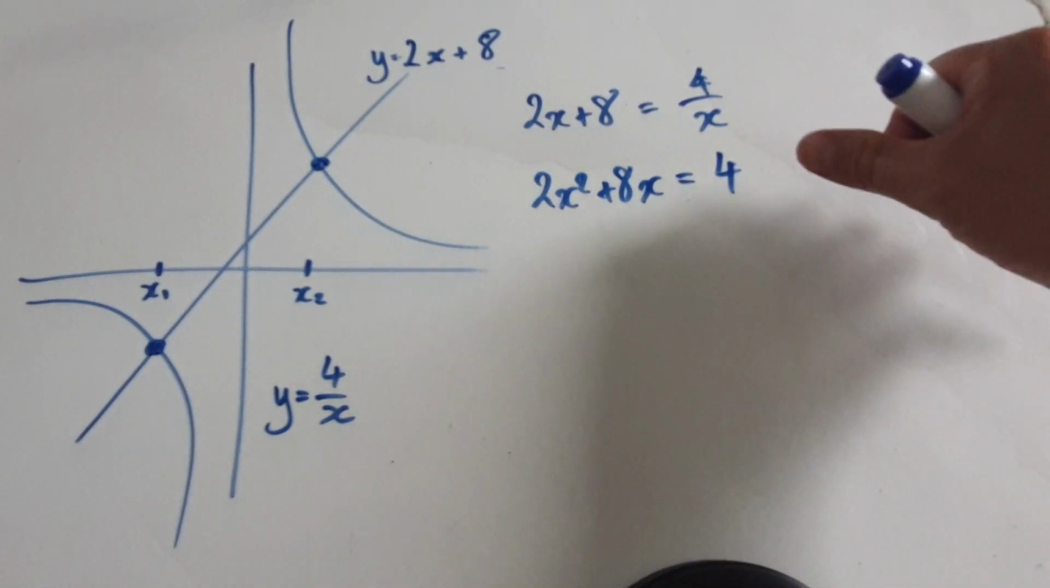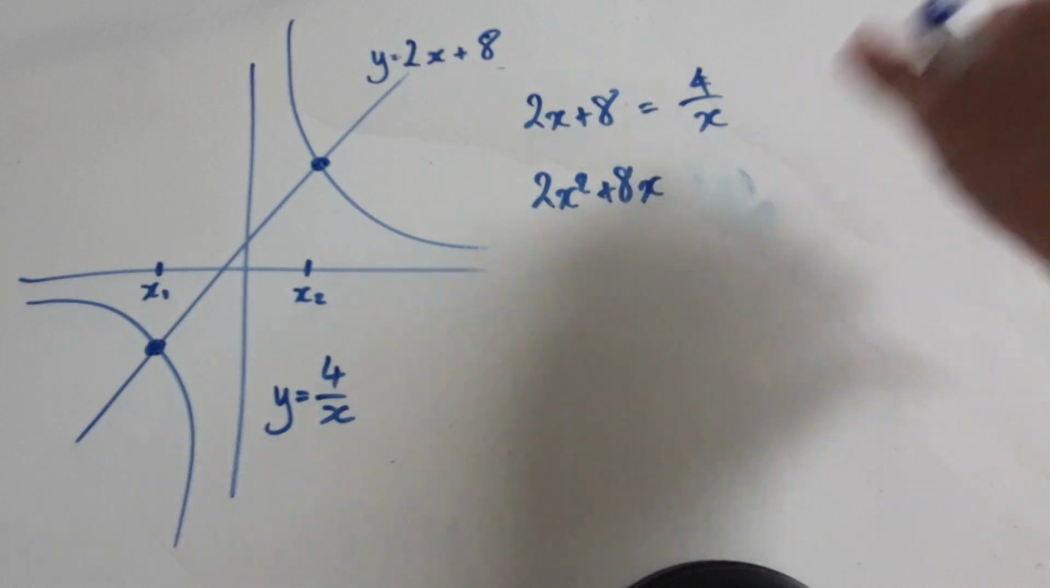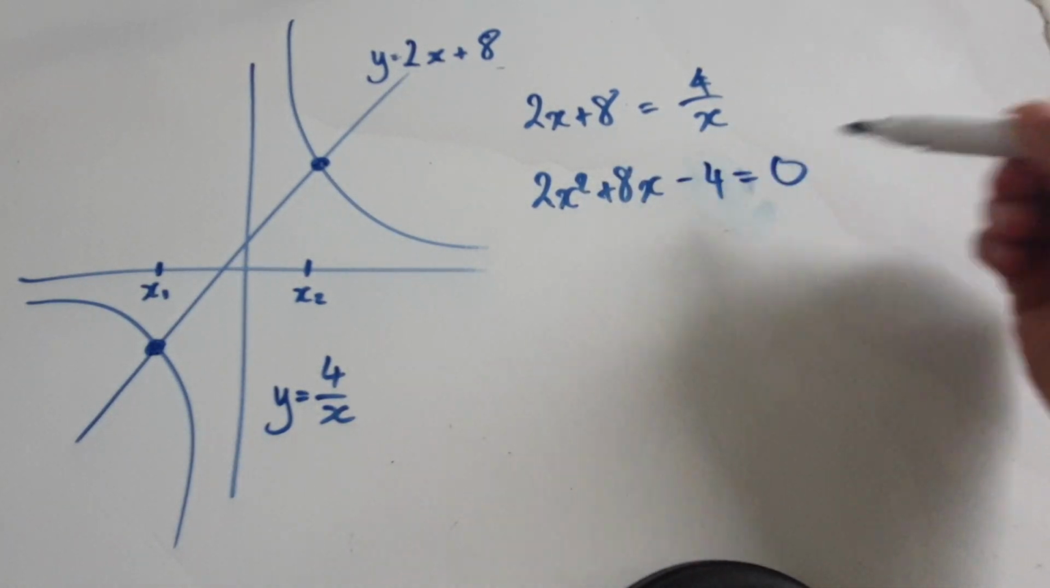Now take away 4 from both sides. That will then give us this.